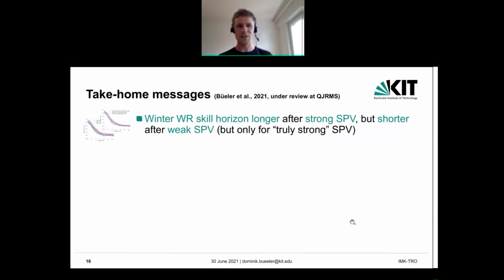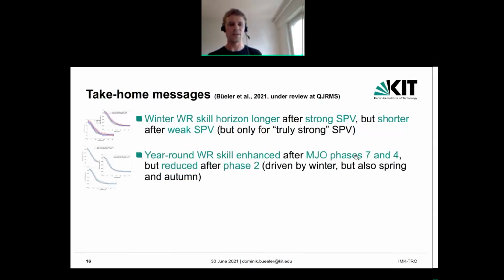And in the second part, I showed you that the winter regime skill horizon is longer after strong polar vortex states, but shorter after weak polar vortices. And it seems that this is only true for really strong polar vortex states. And finally, we found that the year-round regime skill tends to be enhanced after phases 7 and 4 of the MJO, but reduced after phase 2.